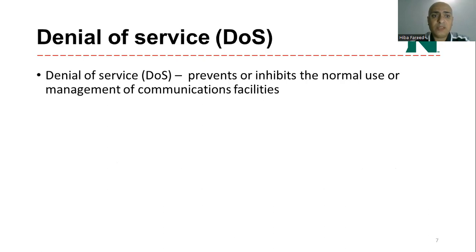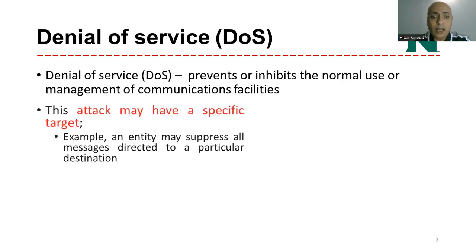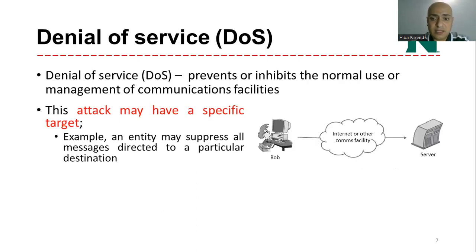In terms of denial of service, what do we mean by it? Denial of service comes in terms of preventing or inhibiting the normal user from using or managing the communication facilities between one point and another. It takes many specific actions, and there are many examples.